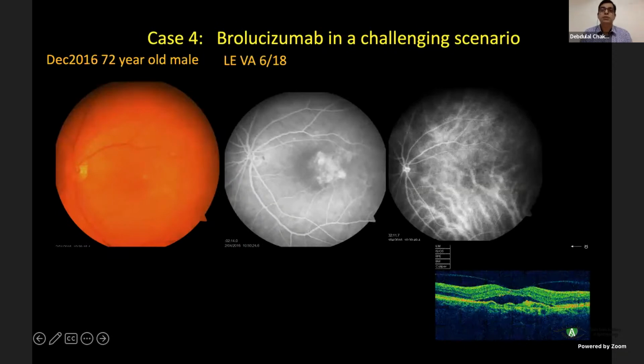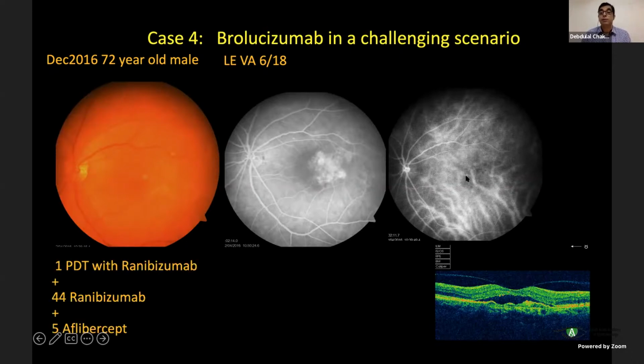But the challenge comes when you are handling a patient that's really, really difficult to treat. So this is a patient that we've been treating for a while, 2016 to be precise, and this is when he came in. He had a couple of polyps maybe here. This is of course a fundus camera-based ICG, not really too good.